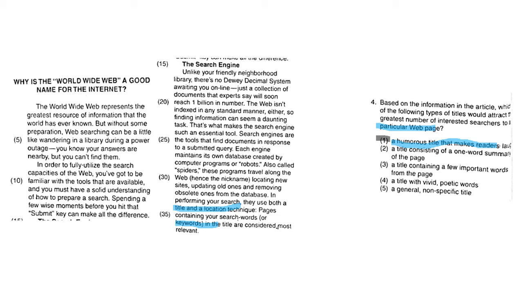And the same for number 4. Vivid and poetic words are not going to be the same as the keywords. Keywords are the main words in the passage, okay, the repeated words. But poetic words would have different meanings, so no. And if it's a general, not specific title, well, that's difficult to match to keywords, repeated words. So take away number 5. So number 2 or number 3. Number 2 is a title having just a one-word summary, but number 3 is a title with a few important words. The key is one word or a few important words.